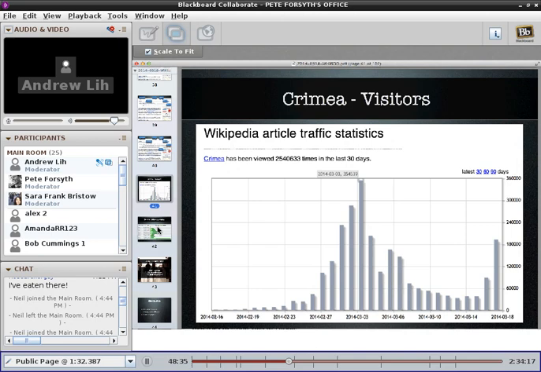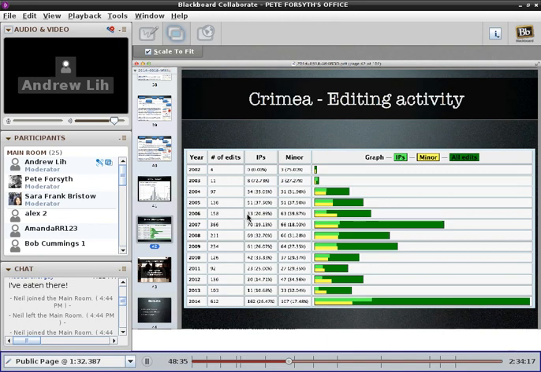Another thing that you can click on is the editing activity, which I find is a nice way to digest what has been happening over the years with an article. This doesn't show you a lot if you're looking at an article just created a few weeks ago. But you can see here in Crimea, there's a lot of activity in 2007, not a lot in the early days. In fact, the first 4 edits were all in that first year, and then you start to see activity in 2007.